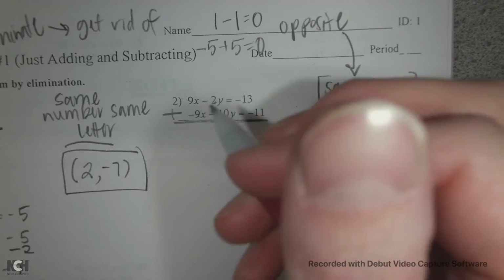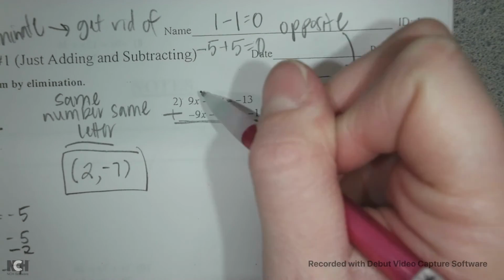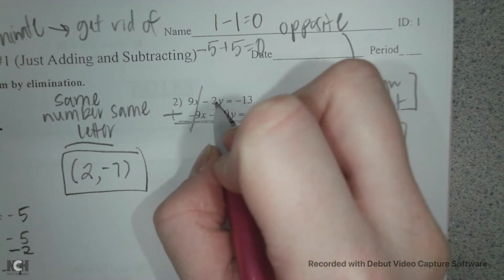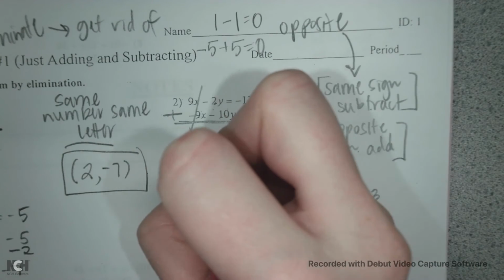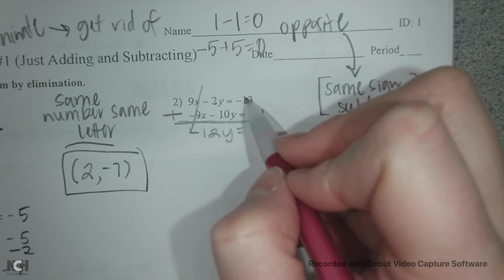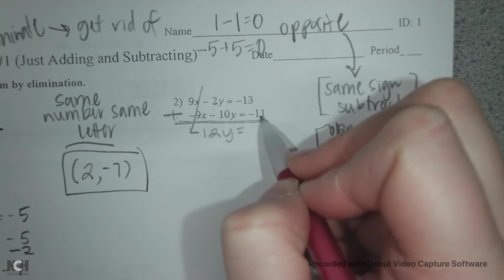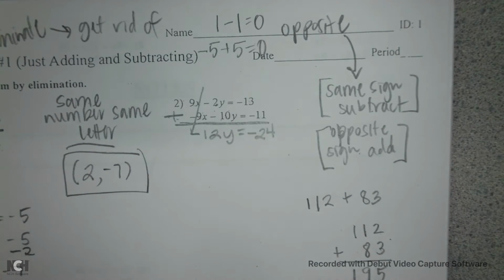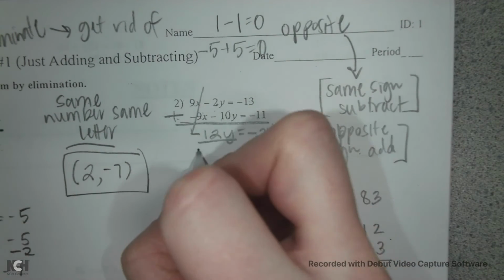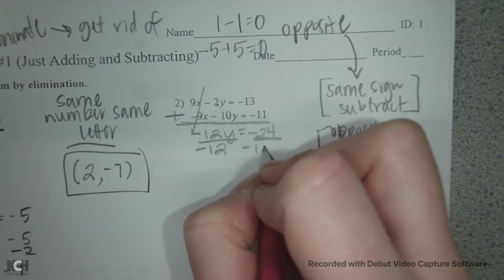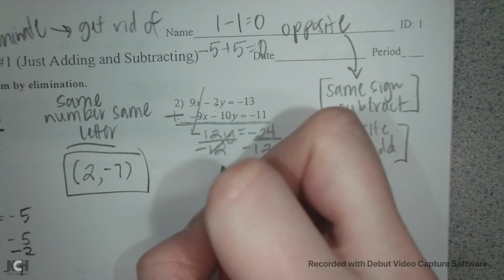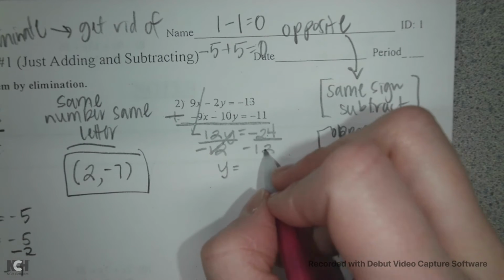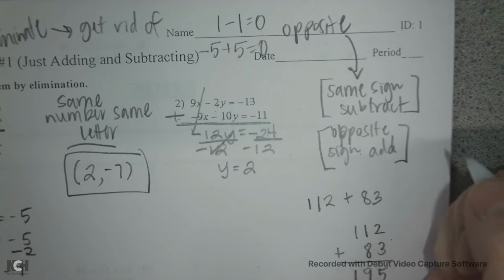Ours have opposite signs, so we're going to add, and we're going to add every single piece that has a pair. So 9 plus negative 9 is eliminated because that makes 0. Negative 2 plus negative 10 is negative 12y. And negative 13 plus negative 11 is negative 24. Then we have to get the y by itself, so we're going to divide each side by negative 12 since my negative 12 is getting multiplied by my y. Oops, leave the y. Sorry, I didn't mean to cross it out.